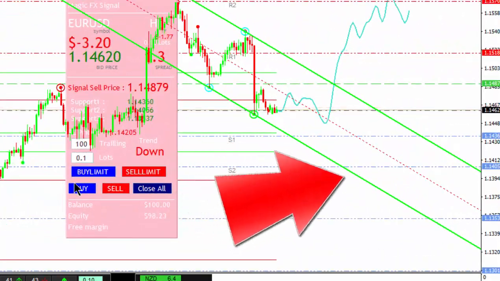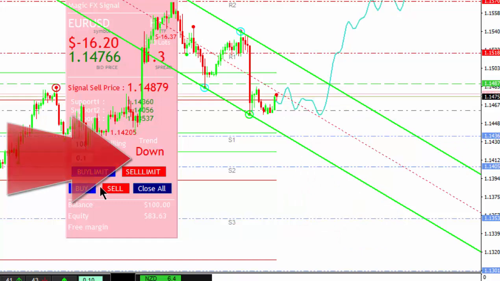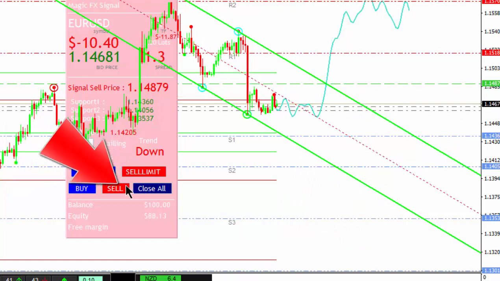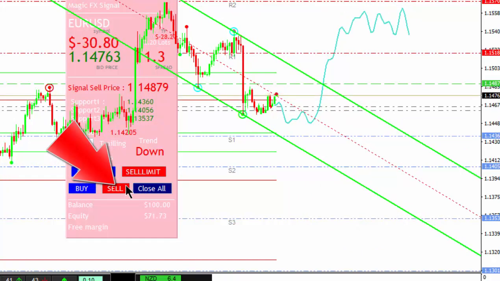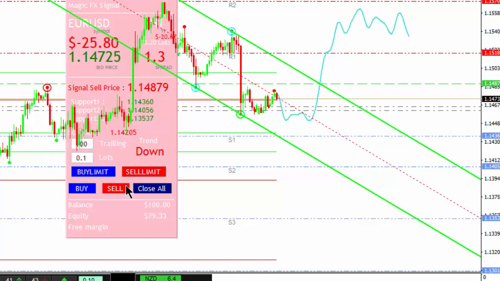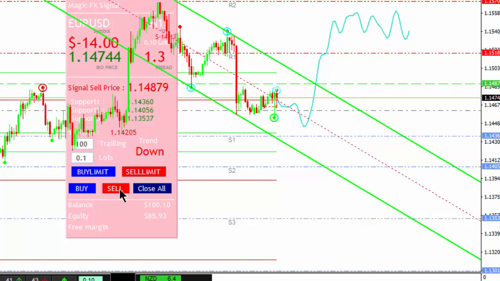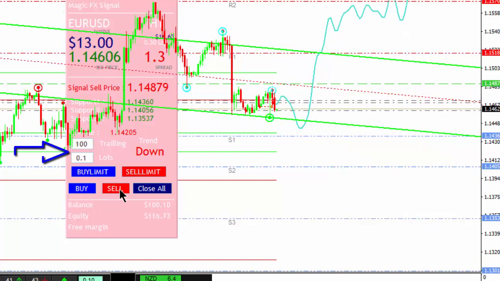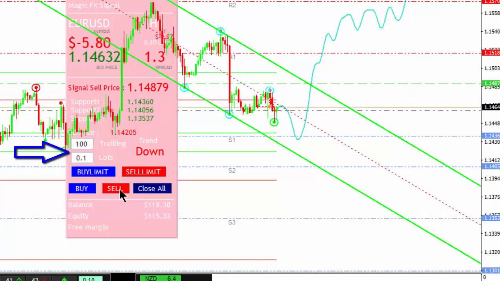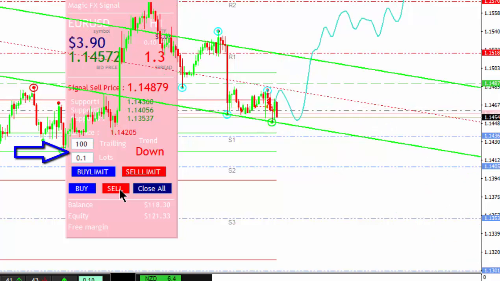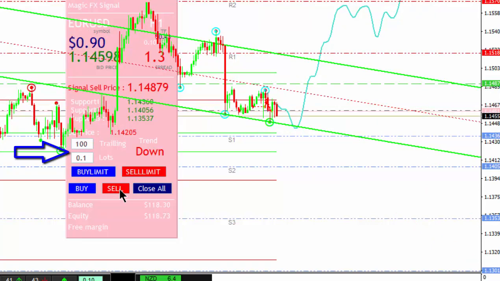If the channel trend line goes down or the panel tail goes down, then you click sell. Okay? Although the price will bounce up, you can click sell again. And in the panel I have trailing at 100 points. When you profit 100 points, trailing will lock profit for you.